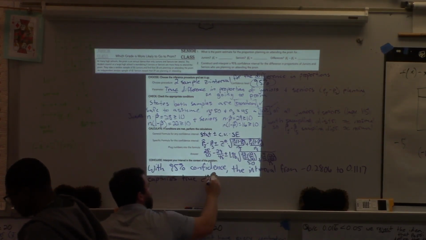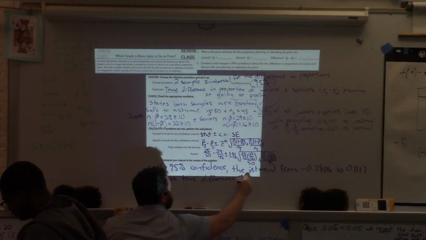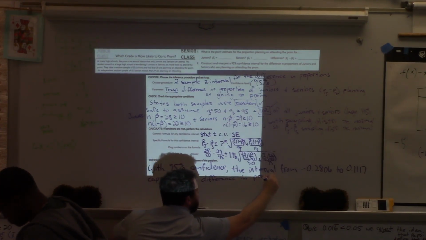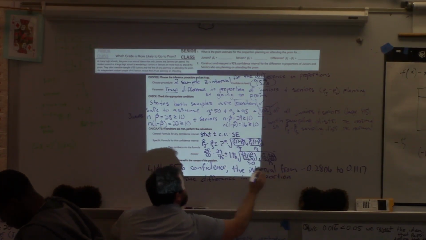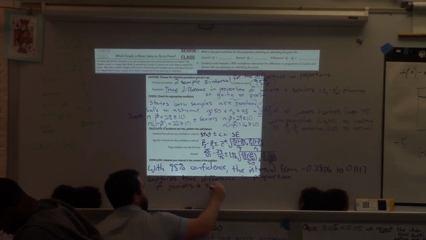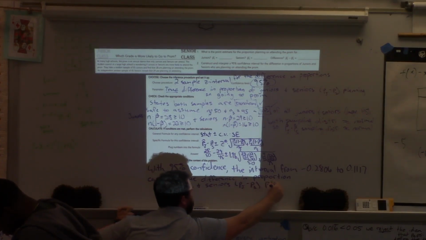The true difference in proportion of juniors and seniors planning to go to prom.